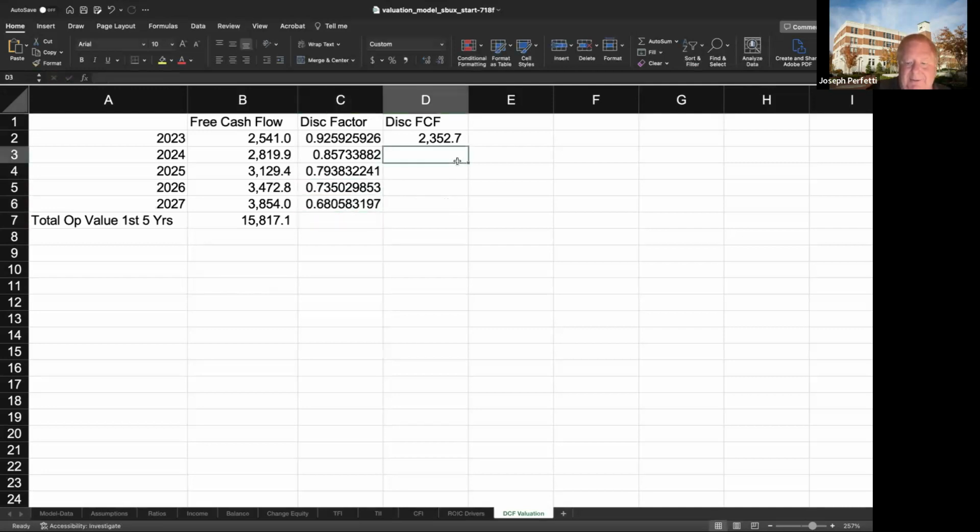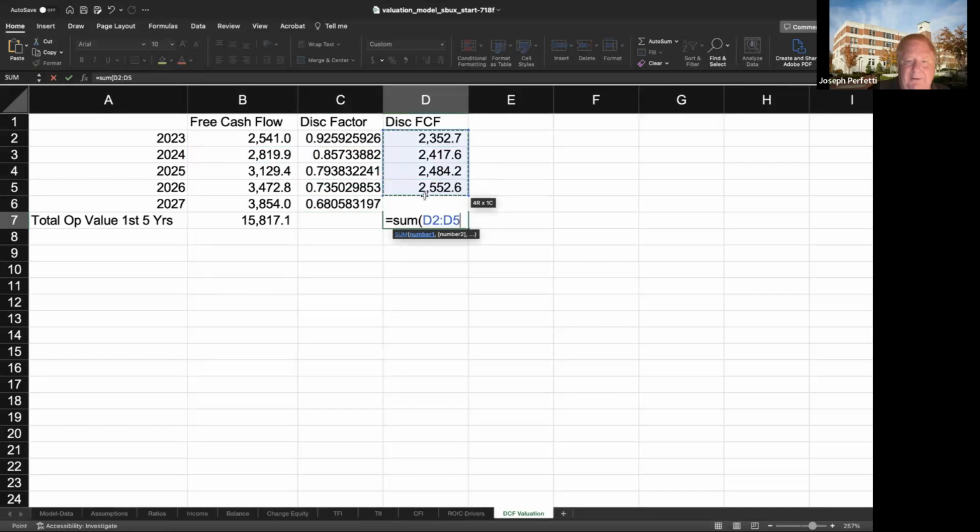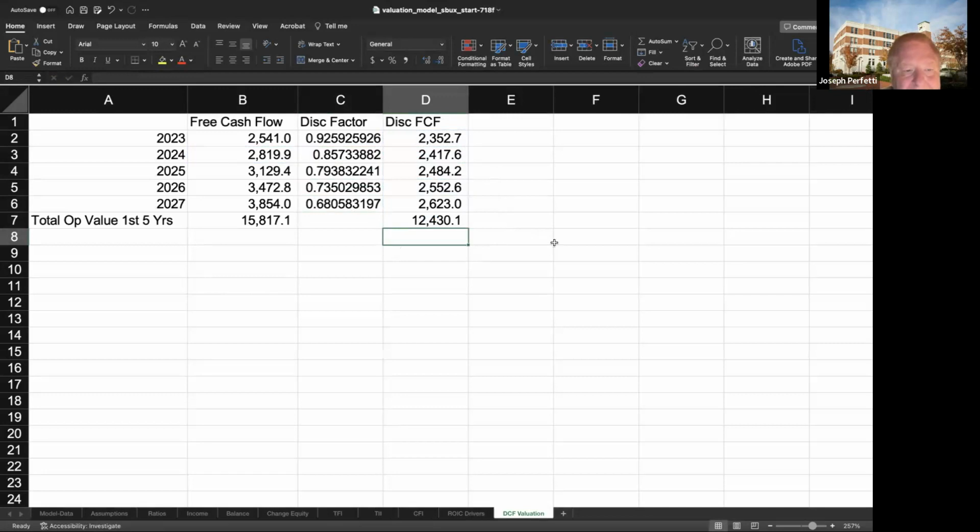And so same concept, take the cash flow times the discount factor. If you want, you just copy this down, but those are the present values. And this would be the total value in today's dollars at that hurdle rate, 12,430,100,000. That's the operating value that contributes to the share price for selling coffee for the next 5 years. Questions about any of that?